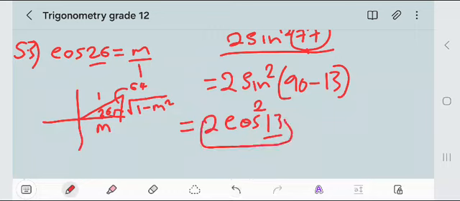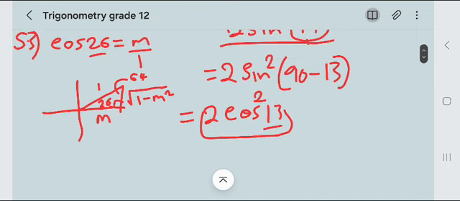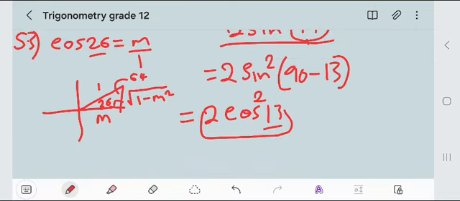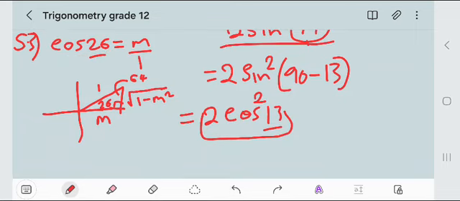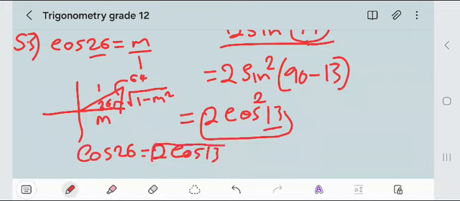Oh, that's it. Ladies and gents, 26 is double 13. So we can use the double angle formula of 26. The one that has cos: cos 26 equals 2 cos squared 13 minus 1. Here we have squared, isn't it?